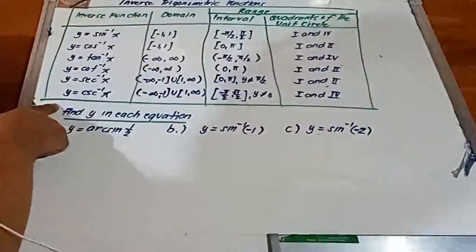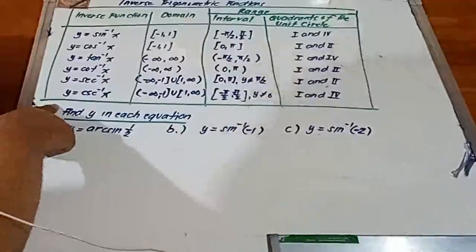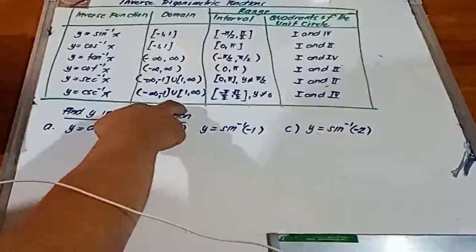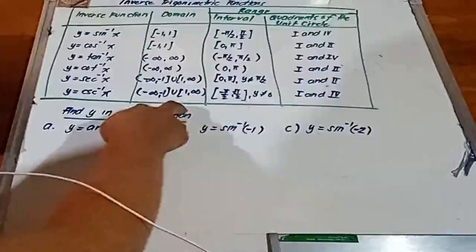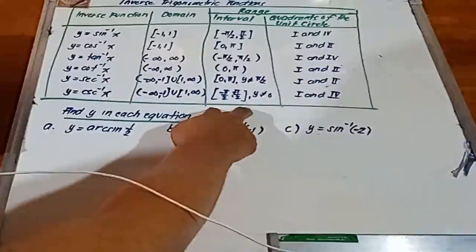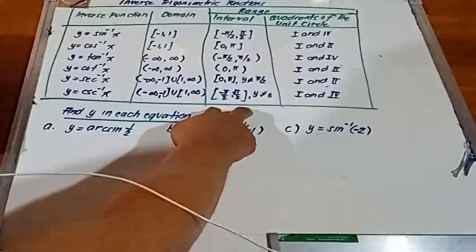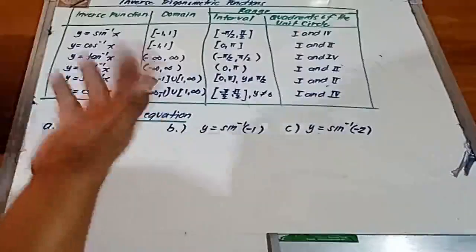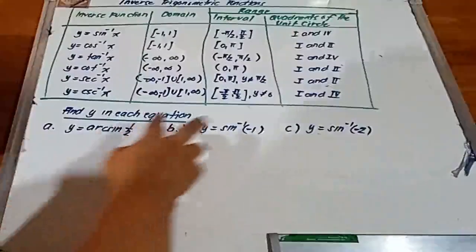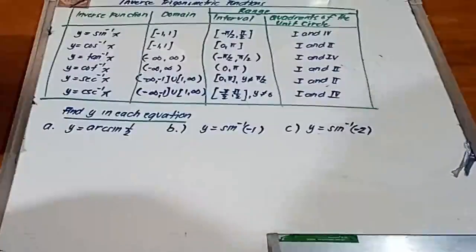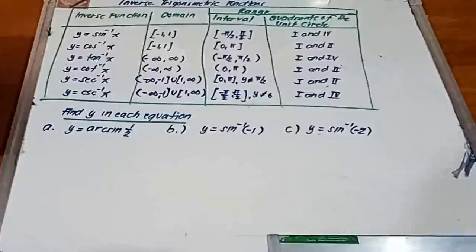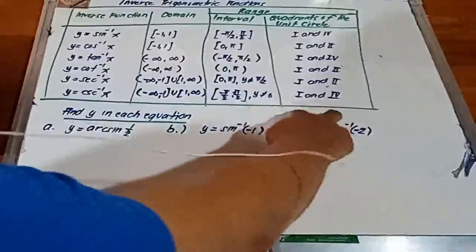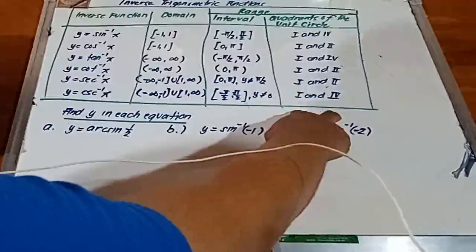And last, for the inverse of cosecant function, ang domain niya is negative infinity to negative 1, union 1 to positive infinity, at ang kanyang interval from negative pi over 2 to pi over 2, y is not equal to 0. Please check my previous video para makita ninyo yung range tsaka domain niya based from the graph that I presented in the previous video. Okay? And of course, first and fourth quadrant lang yan.